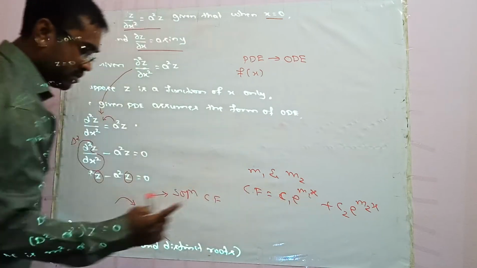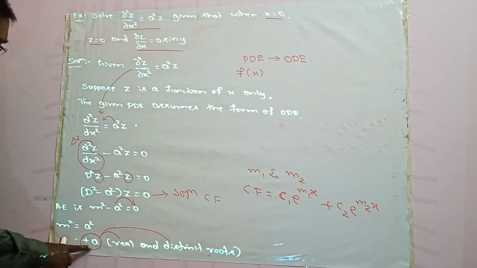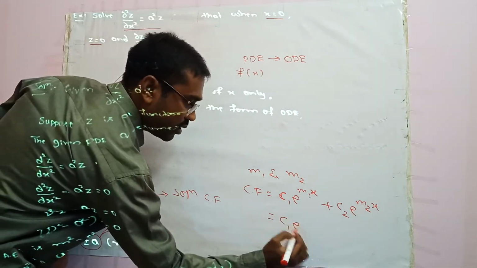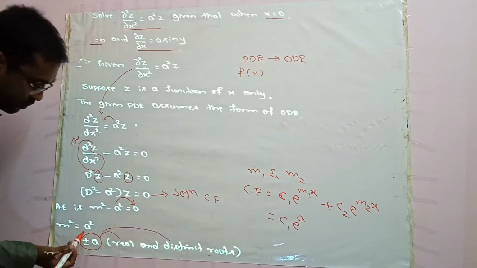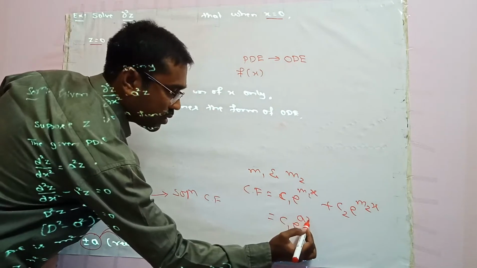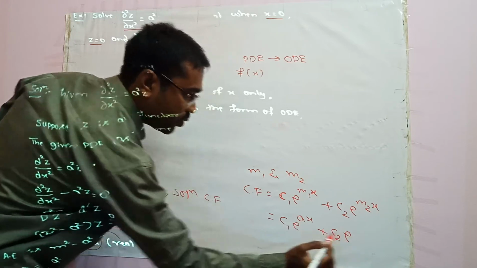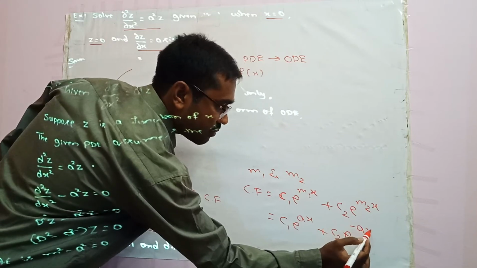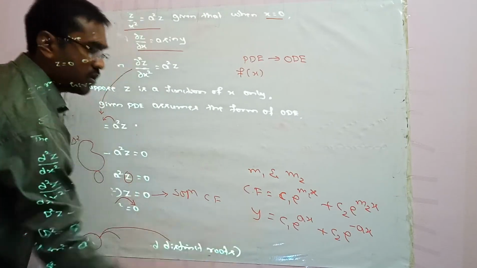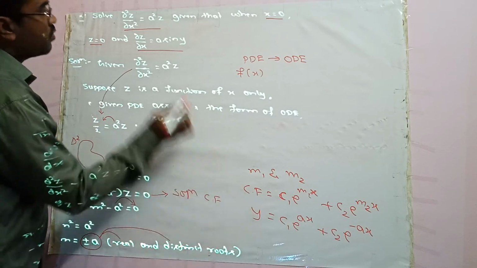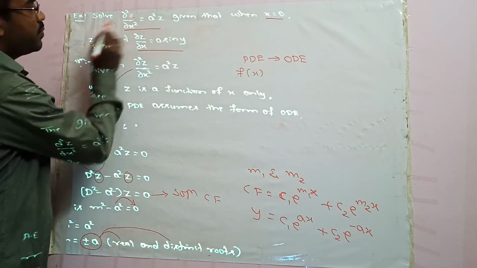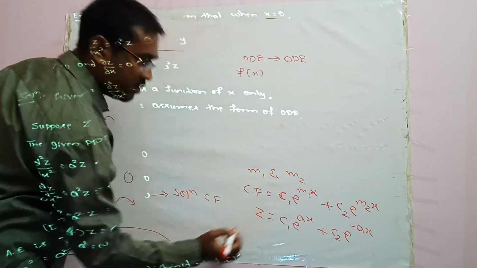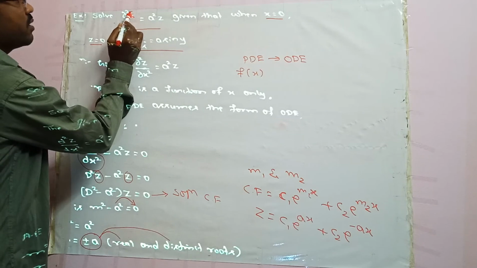Let us apply this here for these roots. Plus a is one root, minus a is the other root. What you get is C1 e^(ax) plus C2 e^(-ax). So this will be your y. Here we are going to take z, because z is our dependent variable. So instead of writing y, we need to write z.